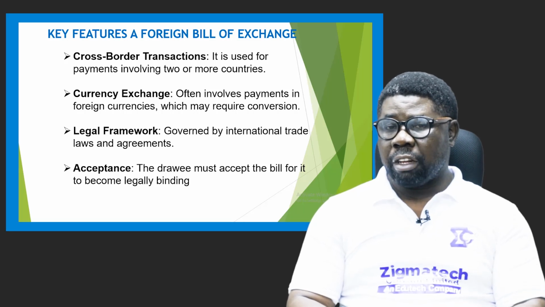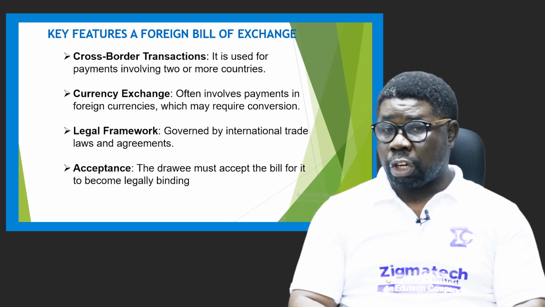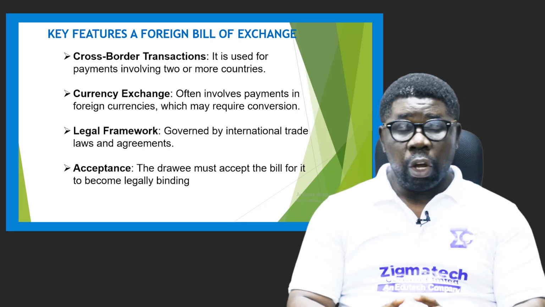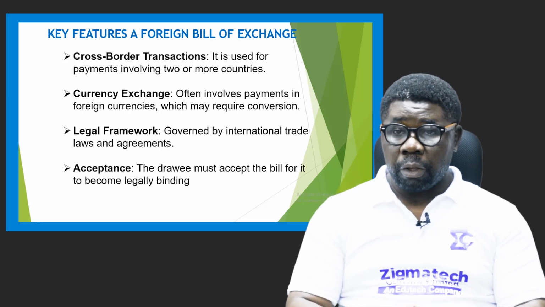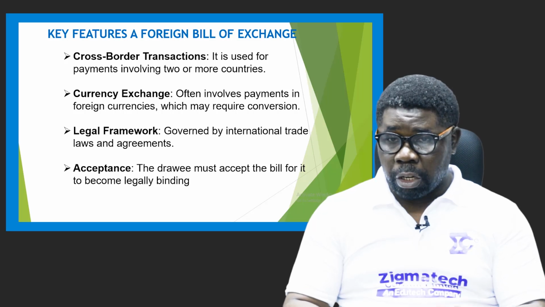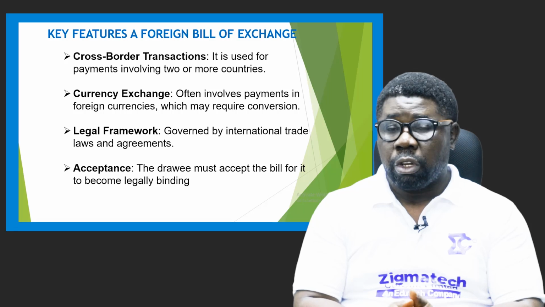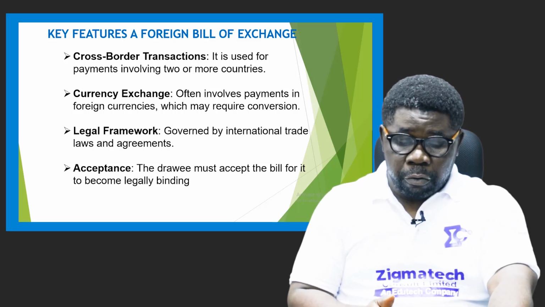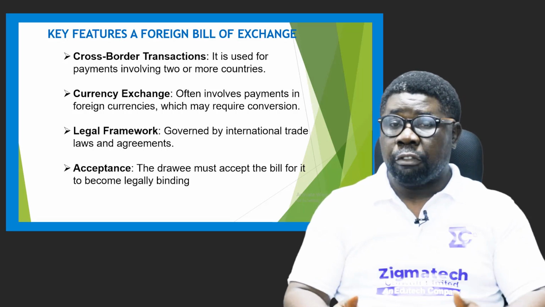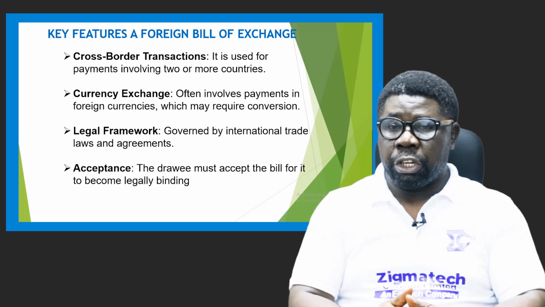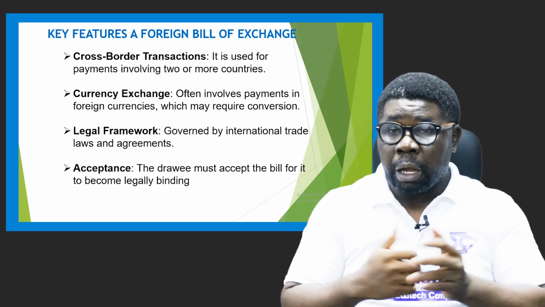Number three is that it has a legal framework. It is governed by the international trade laws and agreements, not just a particular country's laws. The laws of Nigeria and the laws of the exporting country must align, in this case, to really make trade smooth. So there must be a synergy between the law of the importing country and the law of the exporting country so that you can have an agreement in the process of trade. So it has a legal framework that must be abided by.